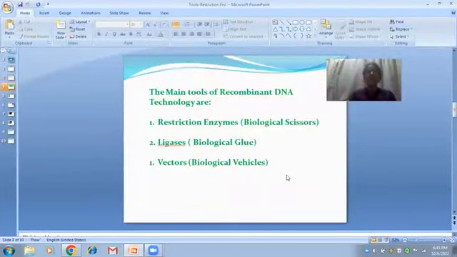Now, the main tools of recombinant DNA technology. Recombinant DNA technology, as already explained, means transfer from one organism to another. To transfer, first we have to search for the DNA and cut it, then insert the new DNA, and after insertion, transfer the chimeric DNA. For these three processes, we need three types of tools.